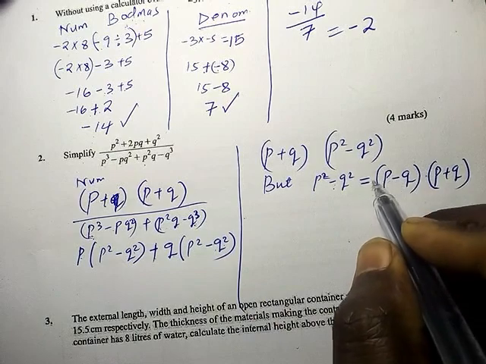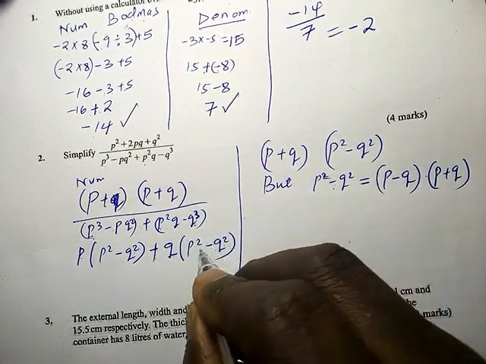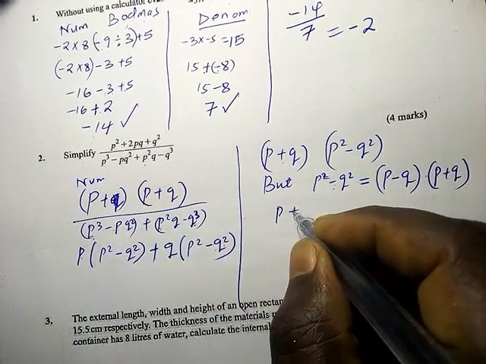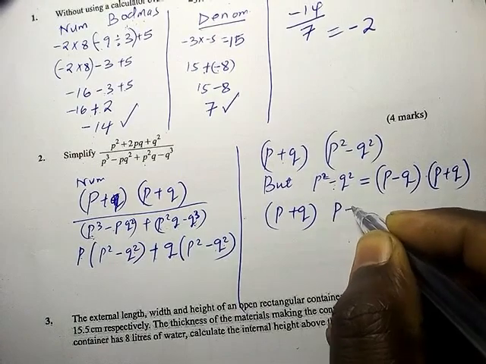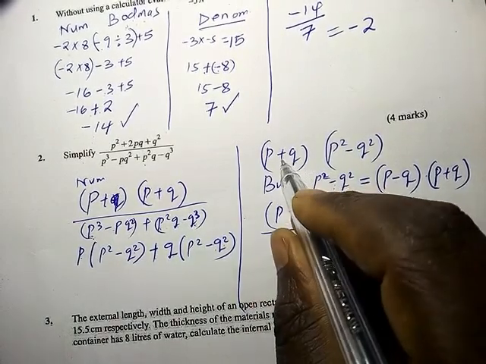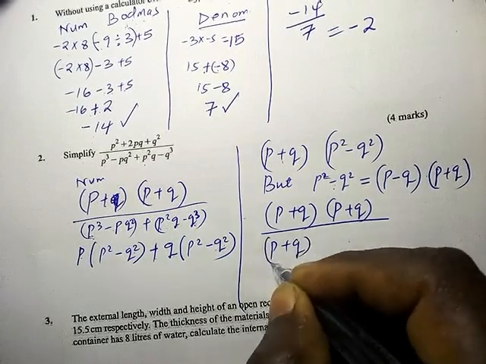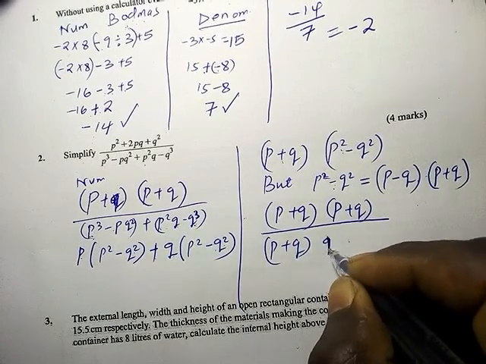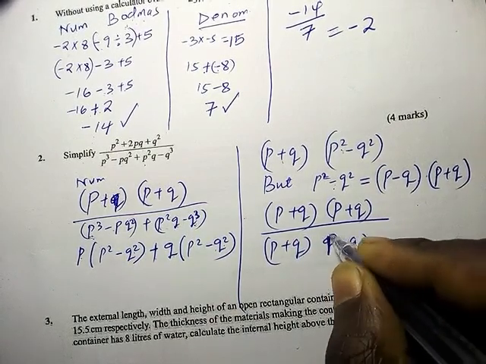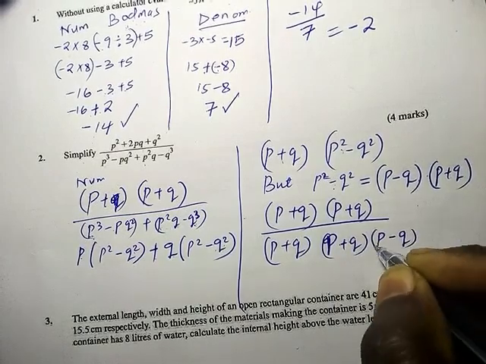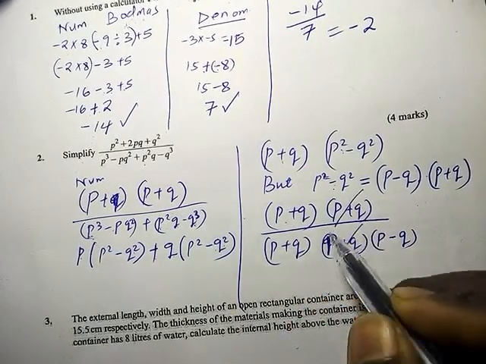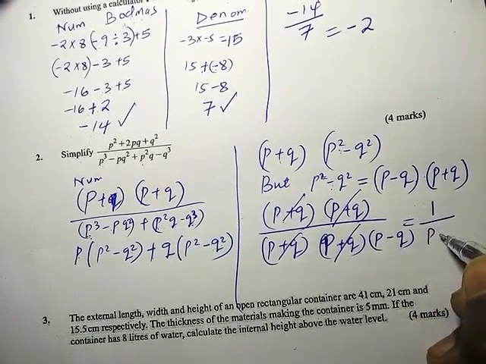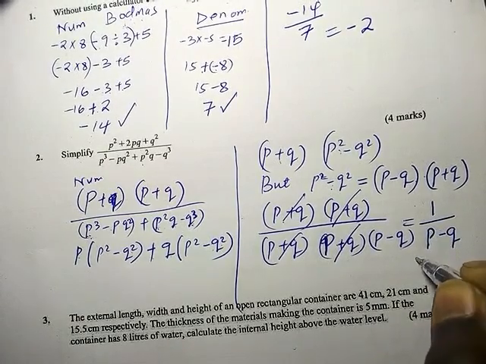So now we have the denominator. Our final denominator is, remember we had this one times this. So the numerator is p plus q divided by this p plus q, and then times this, but this one is the same as p plus q, p minus q. So this and this will resolve, and then we will have 1 over p minus q as the final answer.